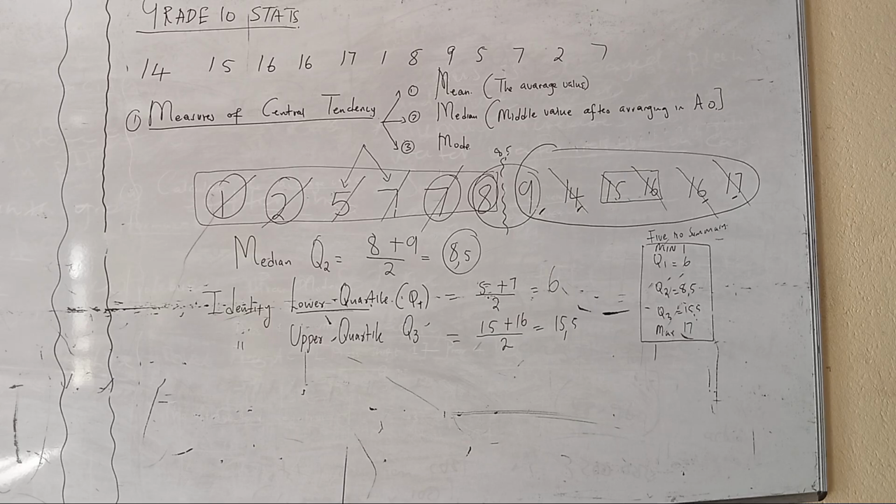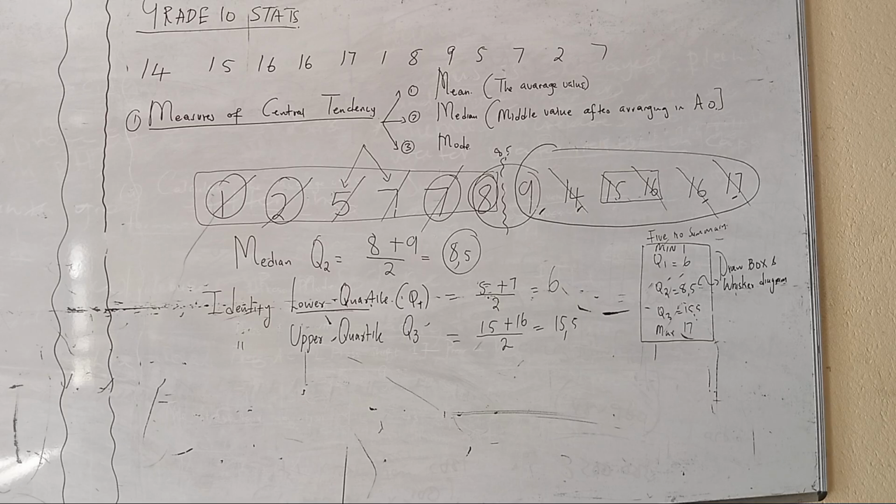The 5-number summary. What can we use the 5-number summary for? What do we use this 5-number summary for? Yes, we use the 5-number summary to draw a box and whisker diagram.